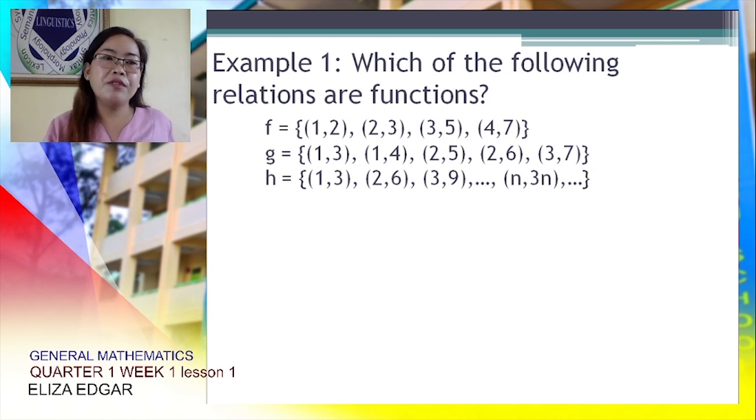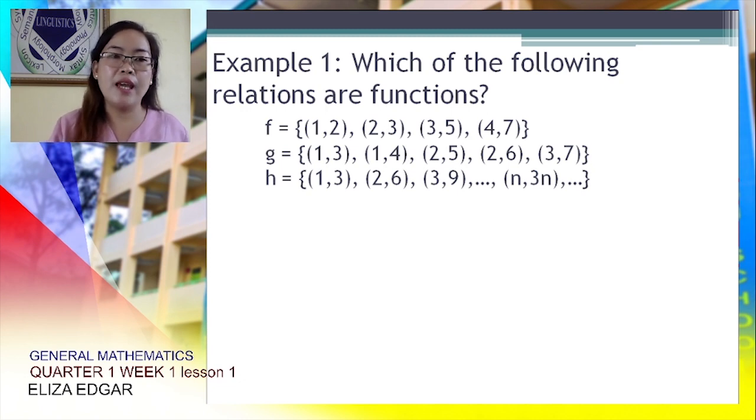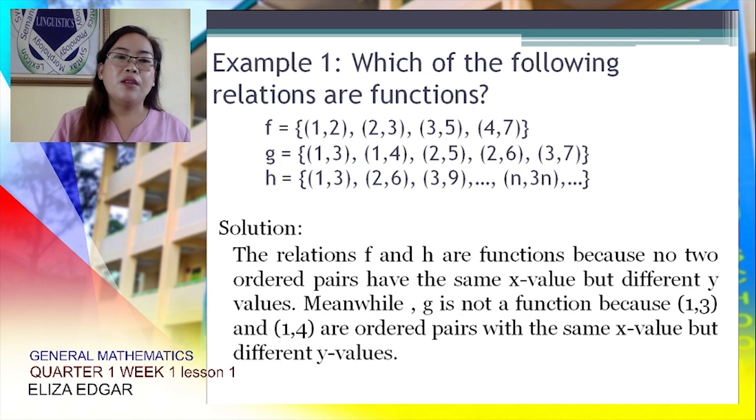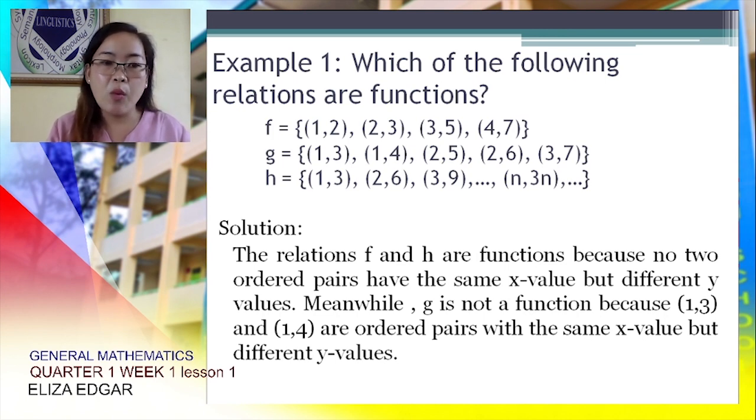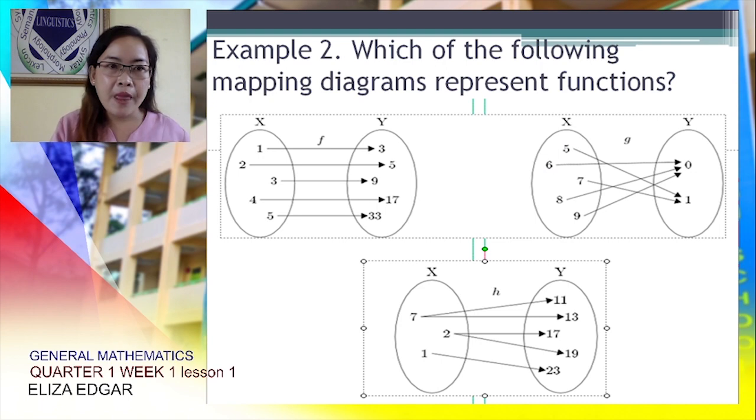Examples. Which of the following relations are functions? We have the relations f, g, and h. The relations f and h are functions because no two ordered pairs have the same x value but different y values. Meanwhile, g is not a function because (1, 3) and (1, 4) are ordered pairs with the same x value but different y values.